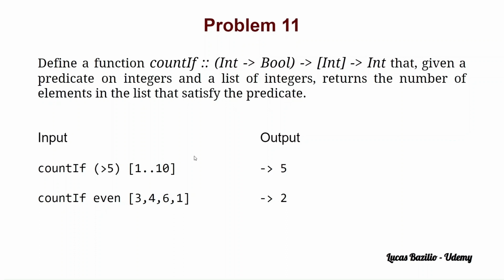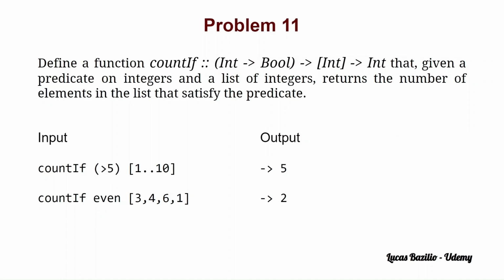For instance, here we apply the function COUNTIF with the predicate greater than 5 to the list of all the elements from 1 to 10. How many elements in this list satisfy this condition? Well, a total of 5 elements. It is very trivial to know that these elements are the elements 6, 7, 8, 9, and 10. All of them are greater than 5.